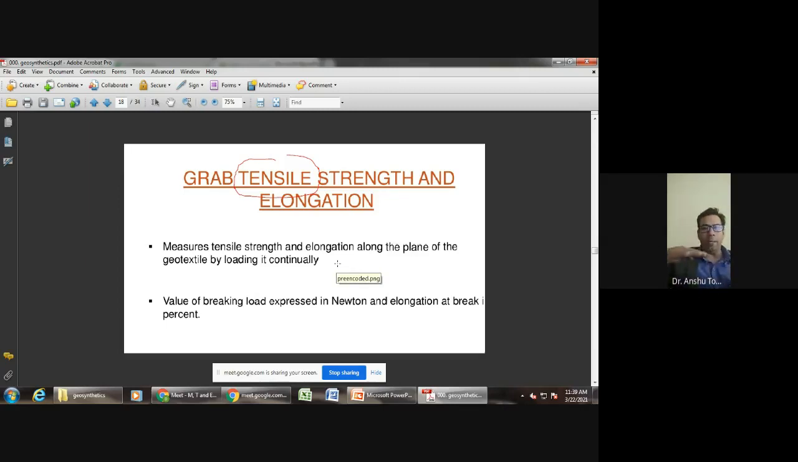So along the plane means if this is the sheet of the geotextile, this is going to be along the plane and this is going to be out of plane. Even in out of plane, if it is going to bend like this, its tensile strength is going to be dominant to resist that out of plane load.